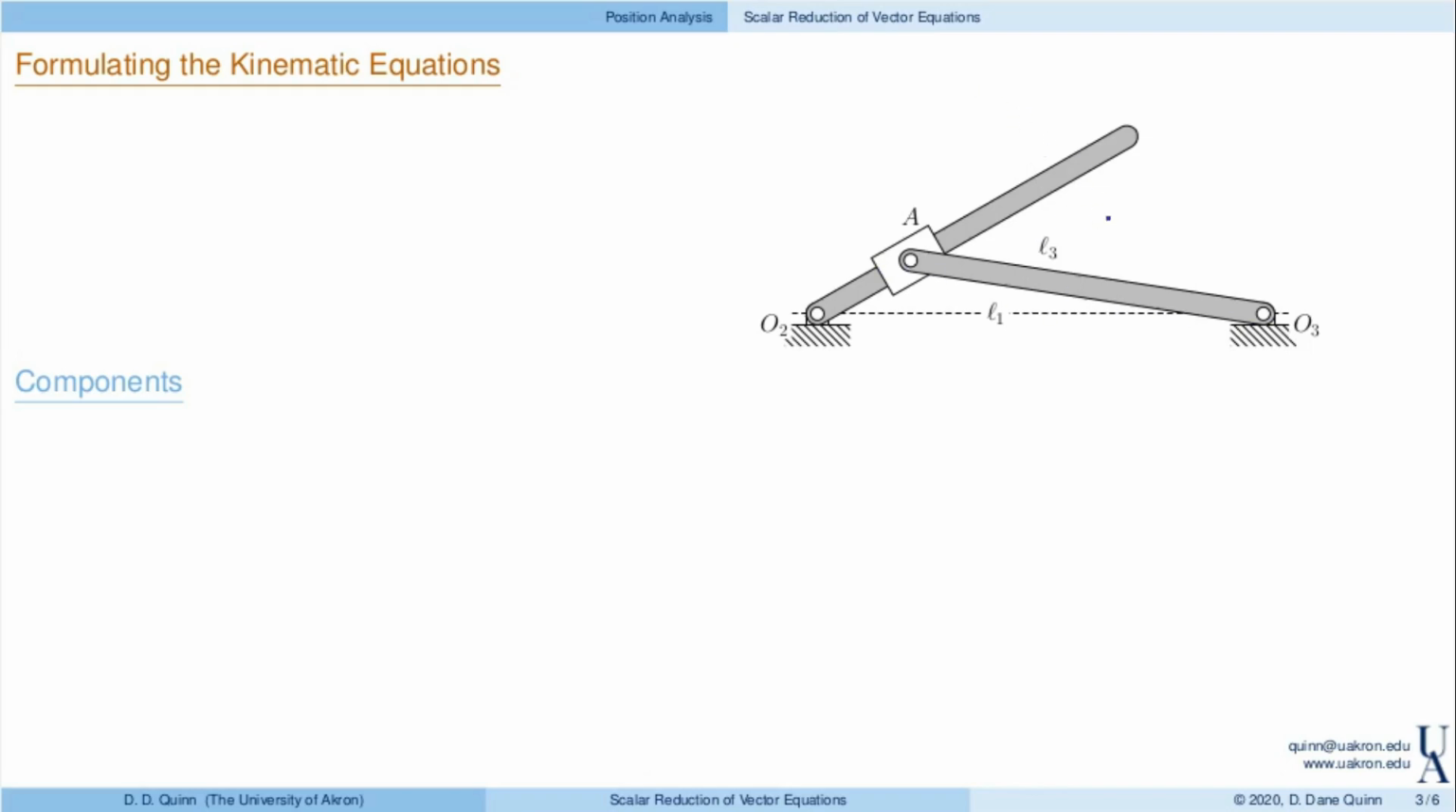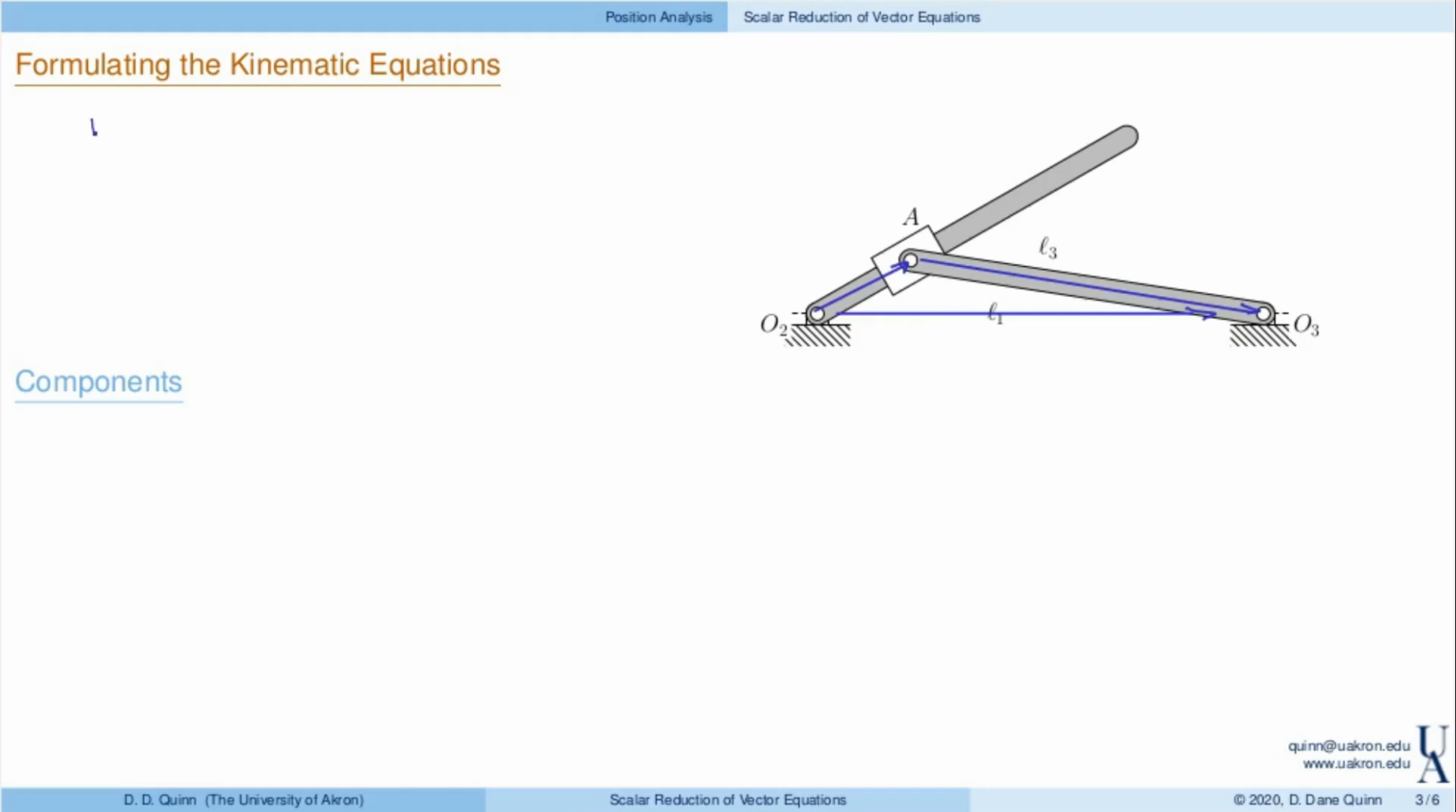Right, so as this input link moves around, the collar slides back and forth, and then the inclination of this output link can change. So the first thing that we always do is try to identify the loop closure equation. In this case, we see that the vector from O2 to A plus the vector from A to O3 equals the vector from O2 to O3. So this is going to be our loop closure equation.